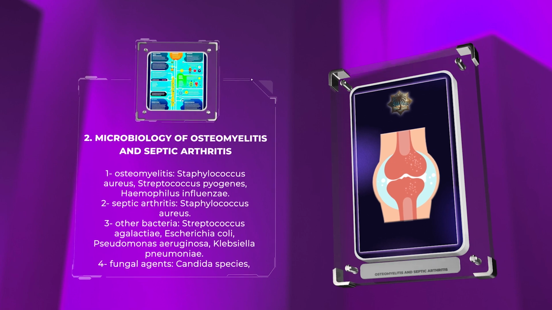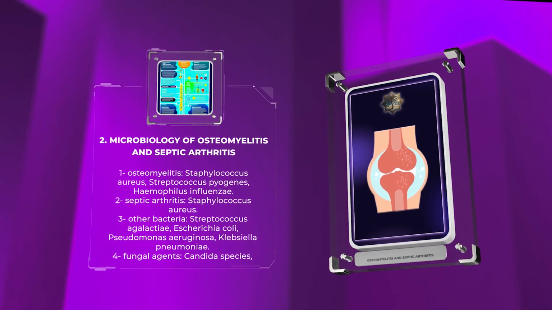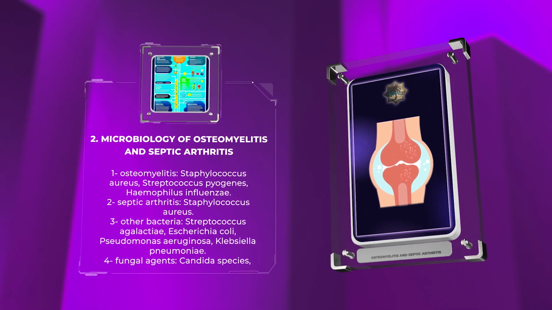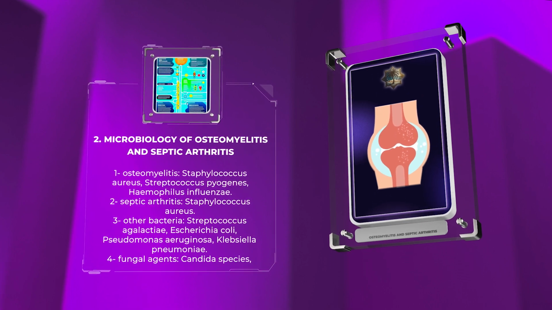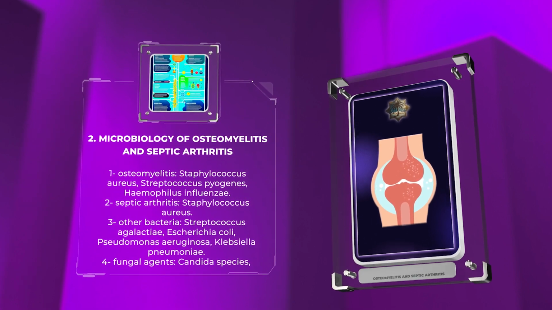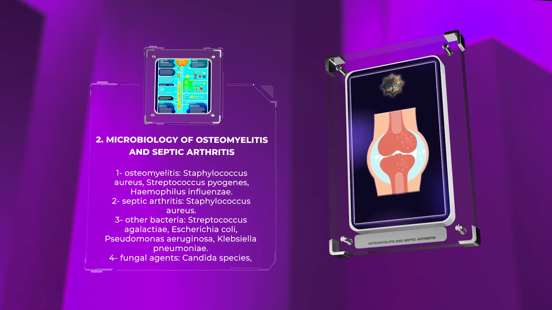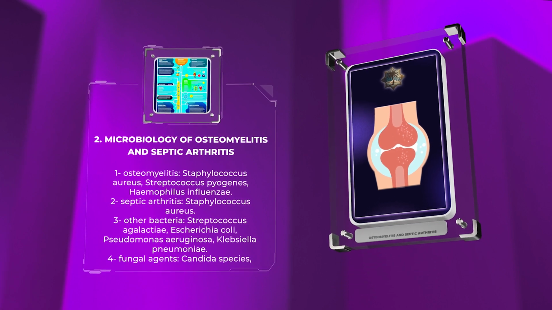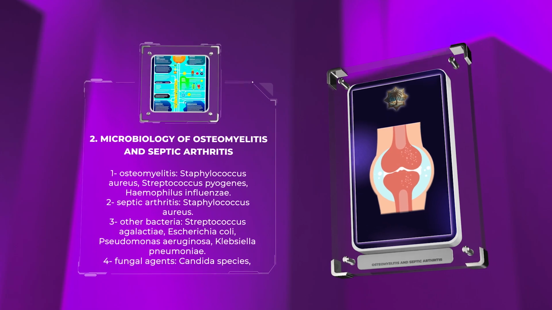The most common causative agents of osteomyelitis and septic arthritis include Staphylococcus aureus, Streptococcus pyogenes, and Haemophilus influenzae in pediatric populations. In adults, Staphylococcus aureus remains the predominant pathogen, including both methicillin-susceptible and methicillin-resistant strains. Other bacteria such as Streptococcus agalactiae, Escherichia coli, Pseudomonas aeruginosa, and Klebsiella pneumoniae can also be responsible for these infections. In certain cases, fungal agents like Candida species may cause osteomyelitis or septic arthritis, particularly in immunocompromised individuals.